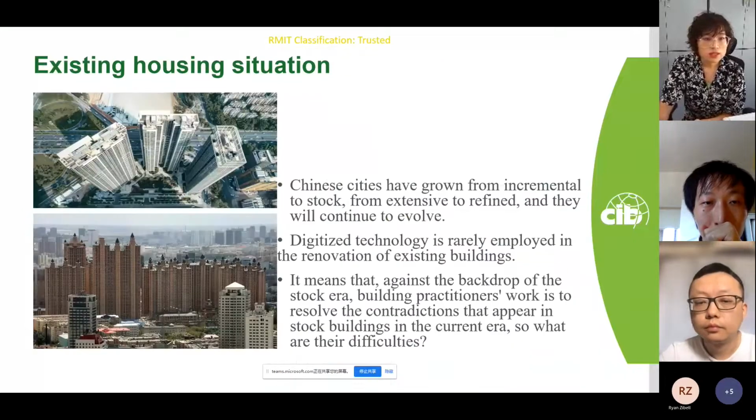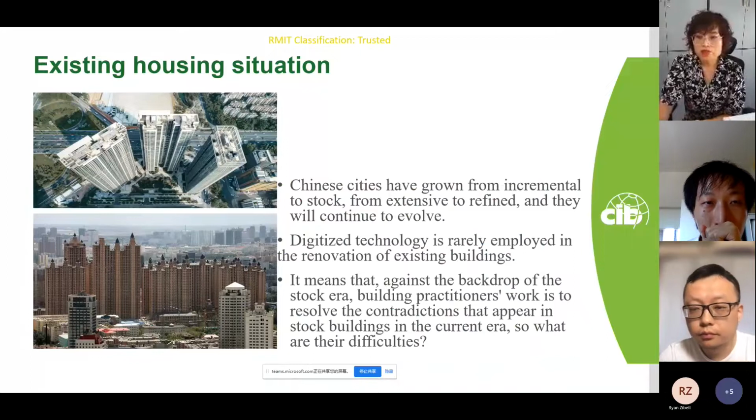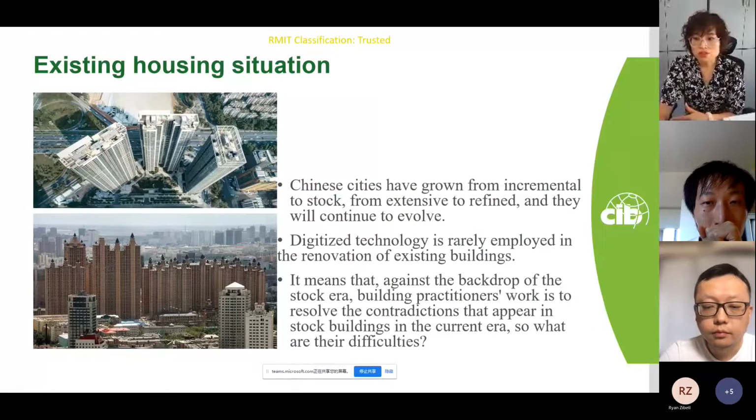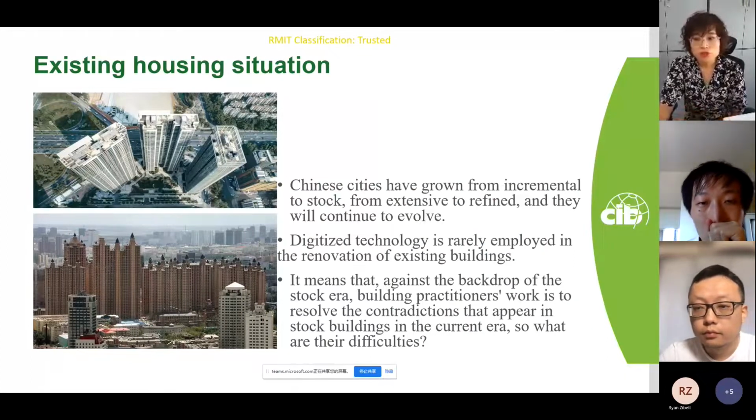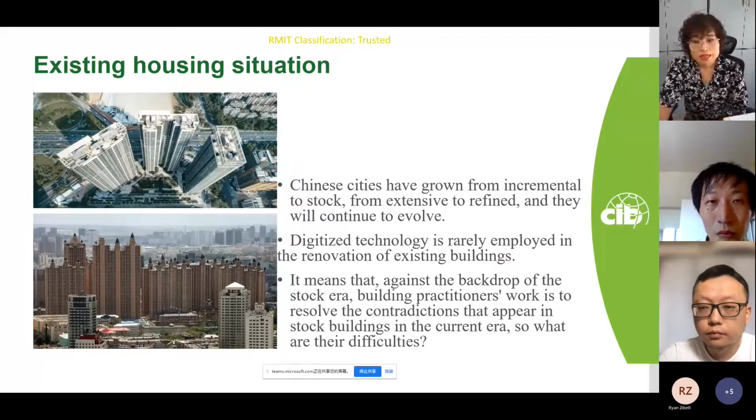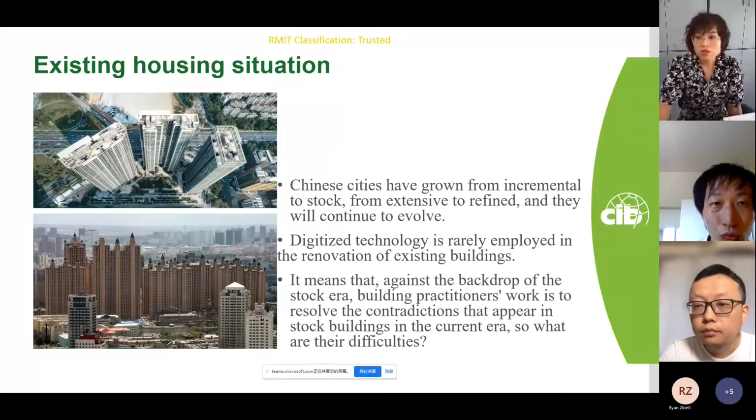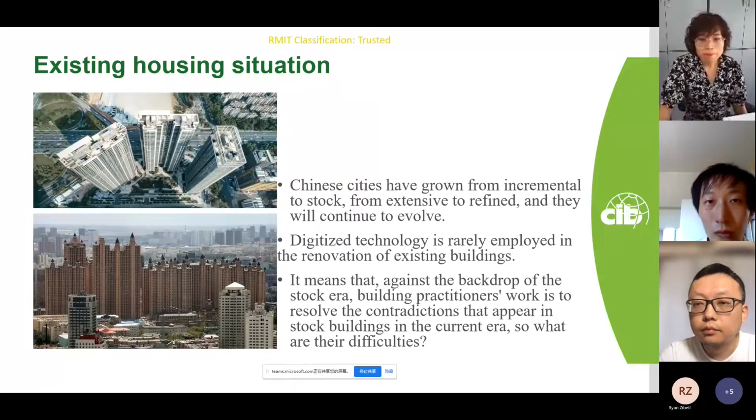This page is the existing housing situation. Chinese cities have grown from incremental to stock, from extensive to refined, and they will continue to evolve. It means that against the backdrop of the stock era, building designers' work is to resolve the problems that appear in stock buildings in the current era. So, what are their difficulties?